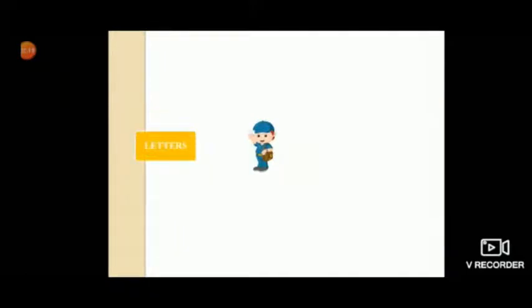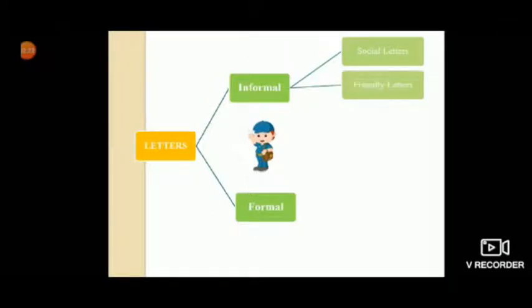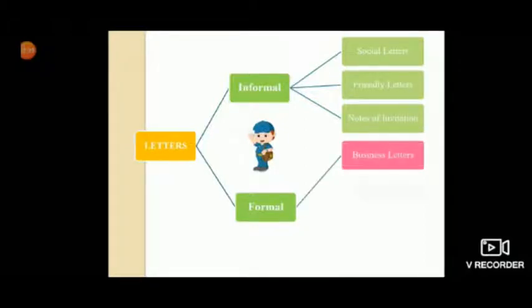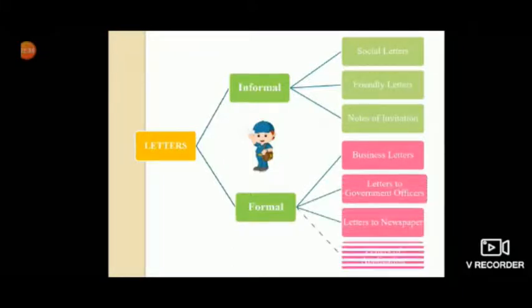Letters are mainly divided into two types, informal letter and formal letter. Informal letter can be subdivided as social letters, friendly letters, notes of invitation, etc. Formal letters can be subdivided as business letters, letters to government, letter to newspaper, letters of application.